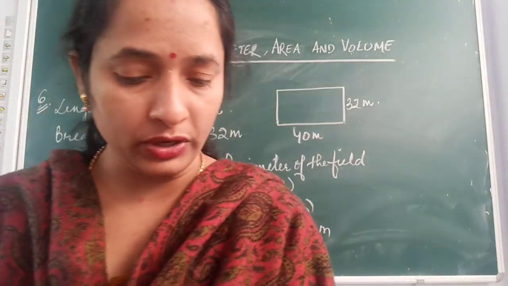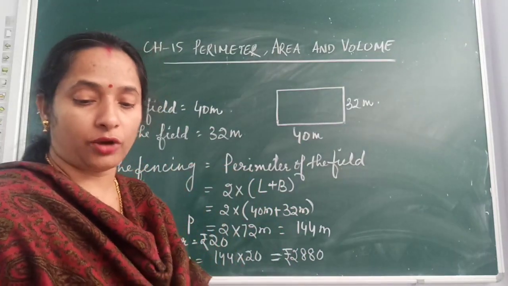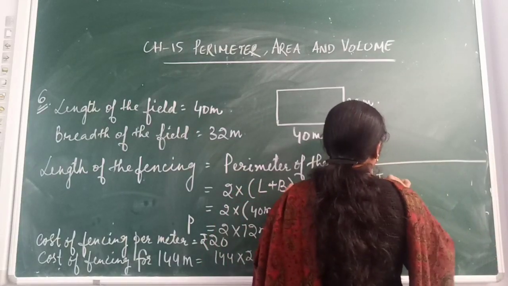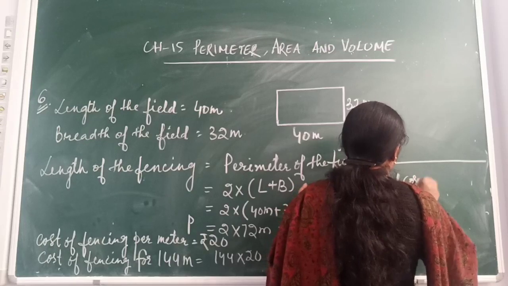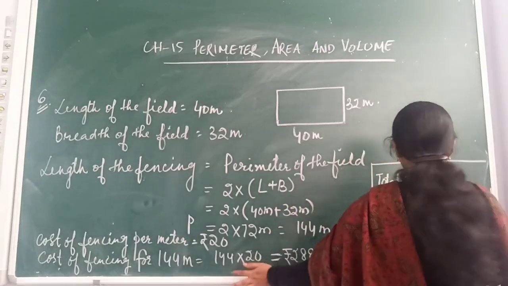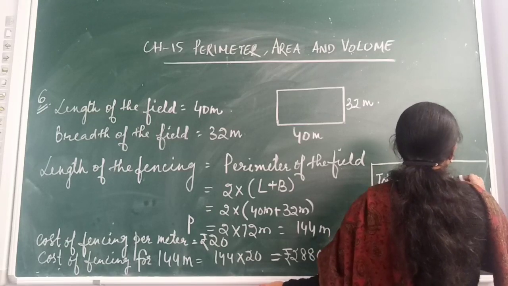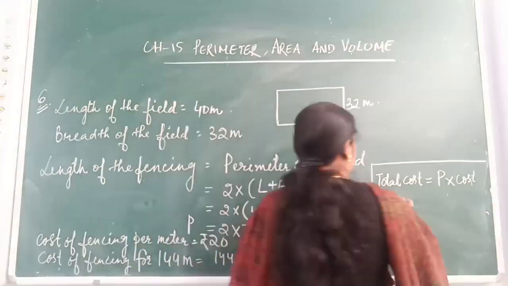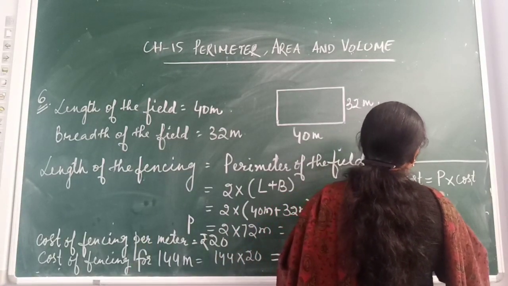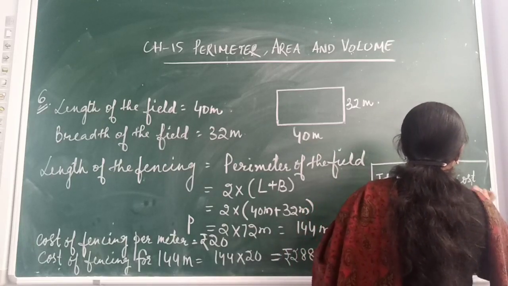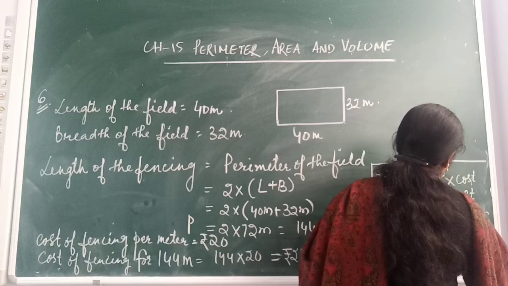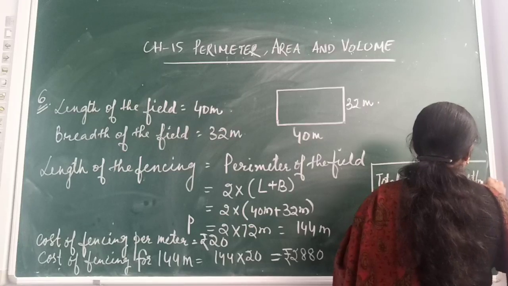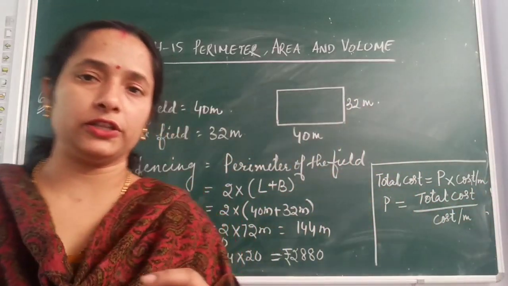So one fixed formula which I want to give you related to this topic is: the total cost of fencing can be found by perimeter multiplied by cost. Then perimeter can be found by dividing total cost by cost per meter or centimeter, whatever it is given in the question.